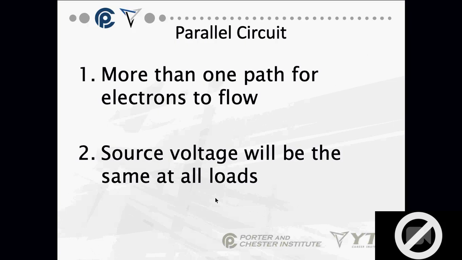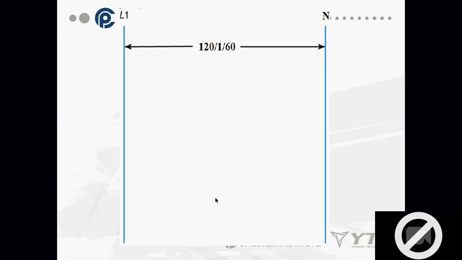Now, a parallel circuit is exactly the opposite. Parallel circuits, we have several rules for. There's more than one path for electrons to flow. Parallel just means next to each other. In parallel circuits, the source voltage will be the same at all the loads.